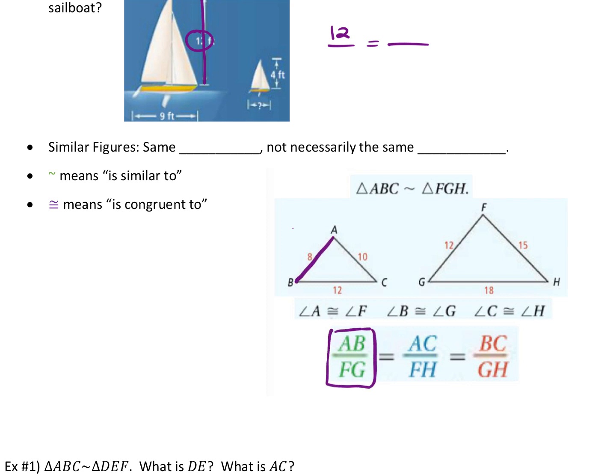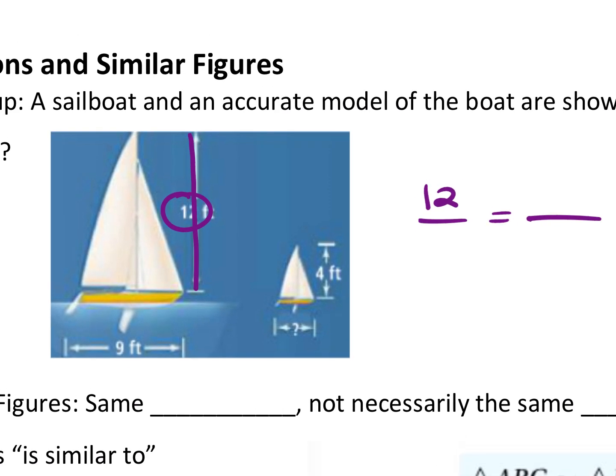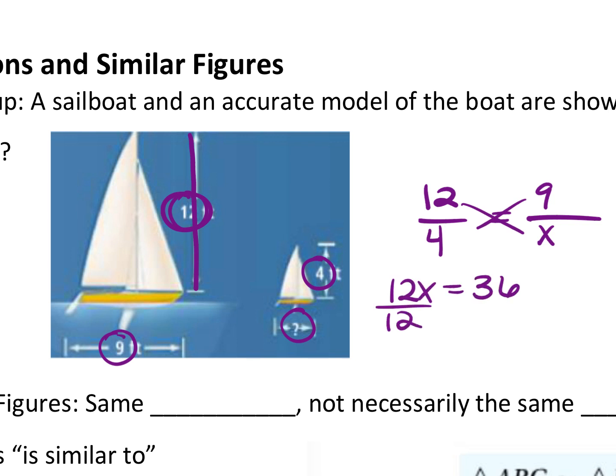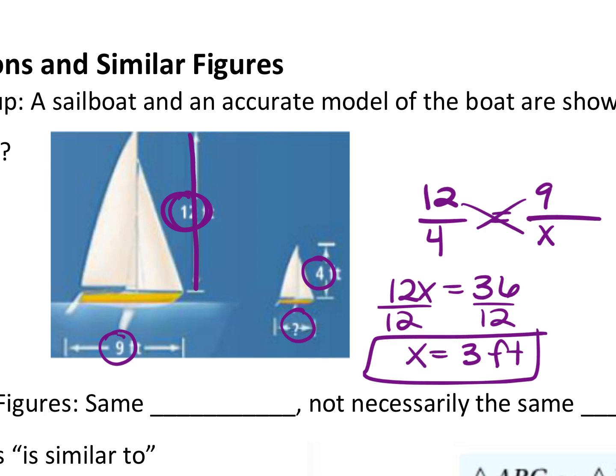AB corresponds to FG. We make that our ratio, right? So what we're going to do here is we're going to say the 12 corresponds to what on our other figure? The 4. So 12 over 4 equals, and then you go back to the original figure, 9 over something. Call that your x, and you cross multiply. So 12x equals 36, and you divide by 12, and x equals, who said 3? Good job. 3 feet. Label it, okay?